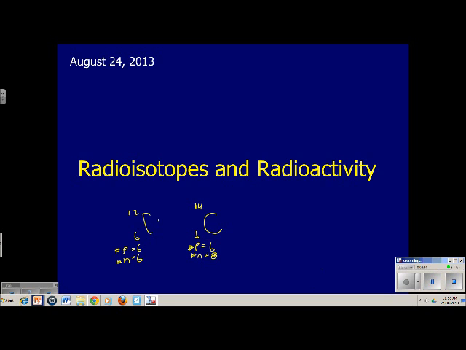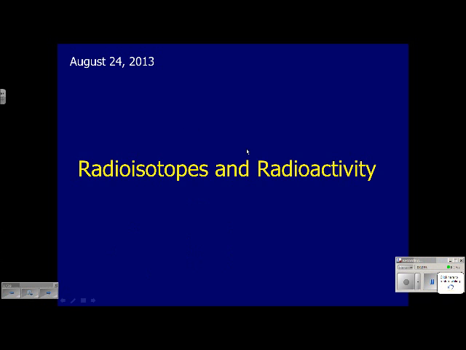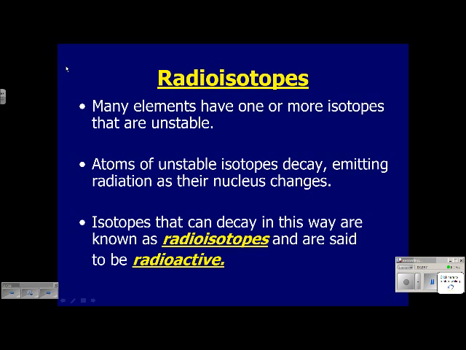But anyway, let's talk about what causes this radioactivity and what radioactivity really is, and how that relates to this thing that we call radioisotopes. So let's jump ahead and put some definitions down. Again, I'm going to go quickly so you can go back and write the notes from the PowerPoint presentation. We already know that many elements have 1 or more isotopes, but in this case, what we're saying is some of these isotopes are unstable. Atoms of an unstable isotope decay, emitting radiation as their nucleus changes.